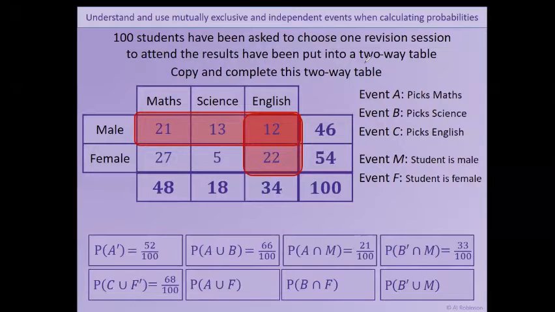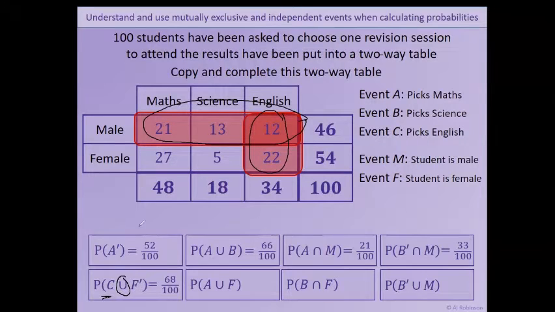Yeah, miss, one second. Why do you add all of them? Because this union means everything, right? So you're going to include all of it. If you take them separately, you find the probability of C occurring, so everyone that picks English, and then you want everyone as well who is not female. So that's all of this, right? That's all they're saying. So that's why you add them together.